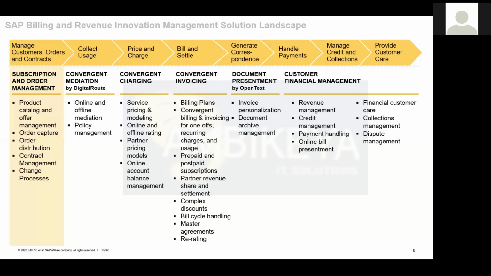You can also have different other rating systems in place that deliver billable items to convergent invoicing. We have then prepaid and postpaid subscriptions and partner revenues. What is also important for B2B is to have complex discounts in place, billing cycle handling, and also for B2B, we have master agreements. And what is important in the whole architecture is, for example, the re-rating process.